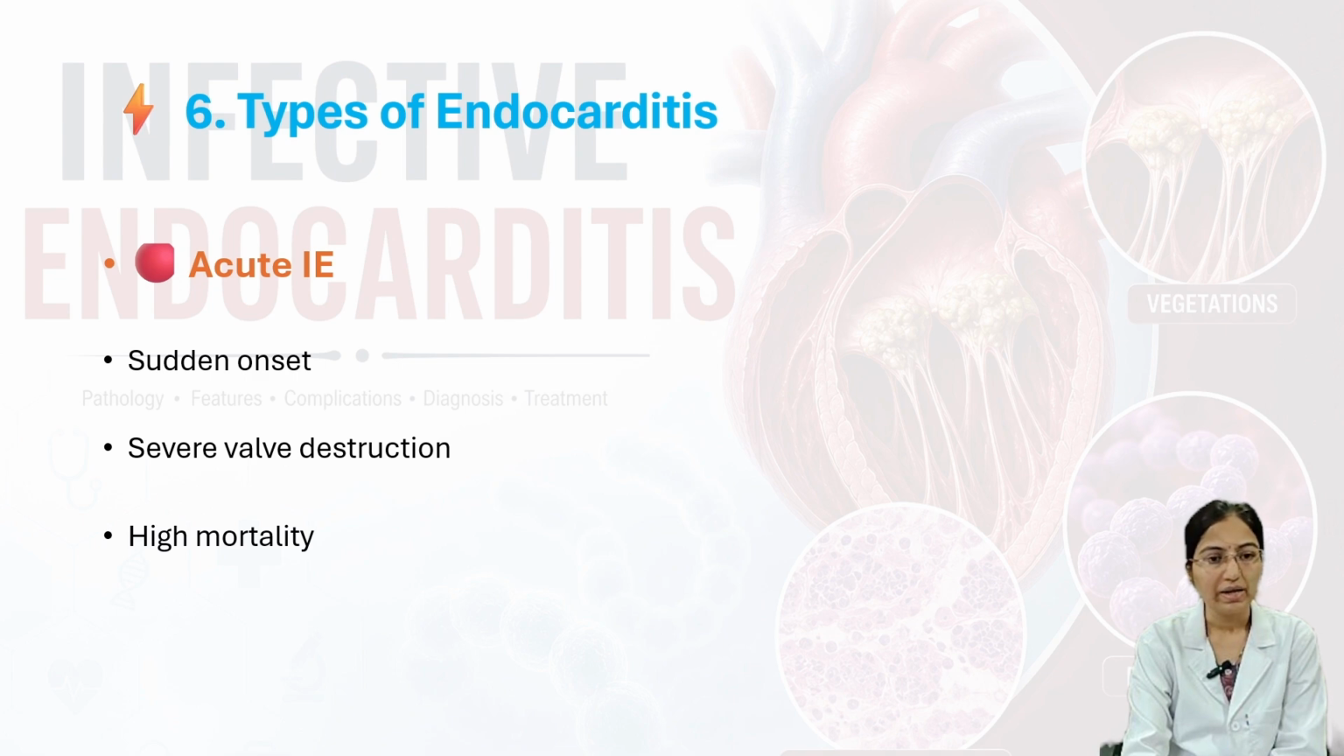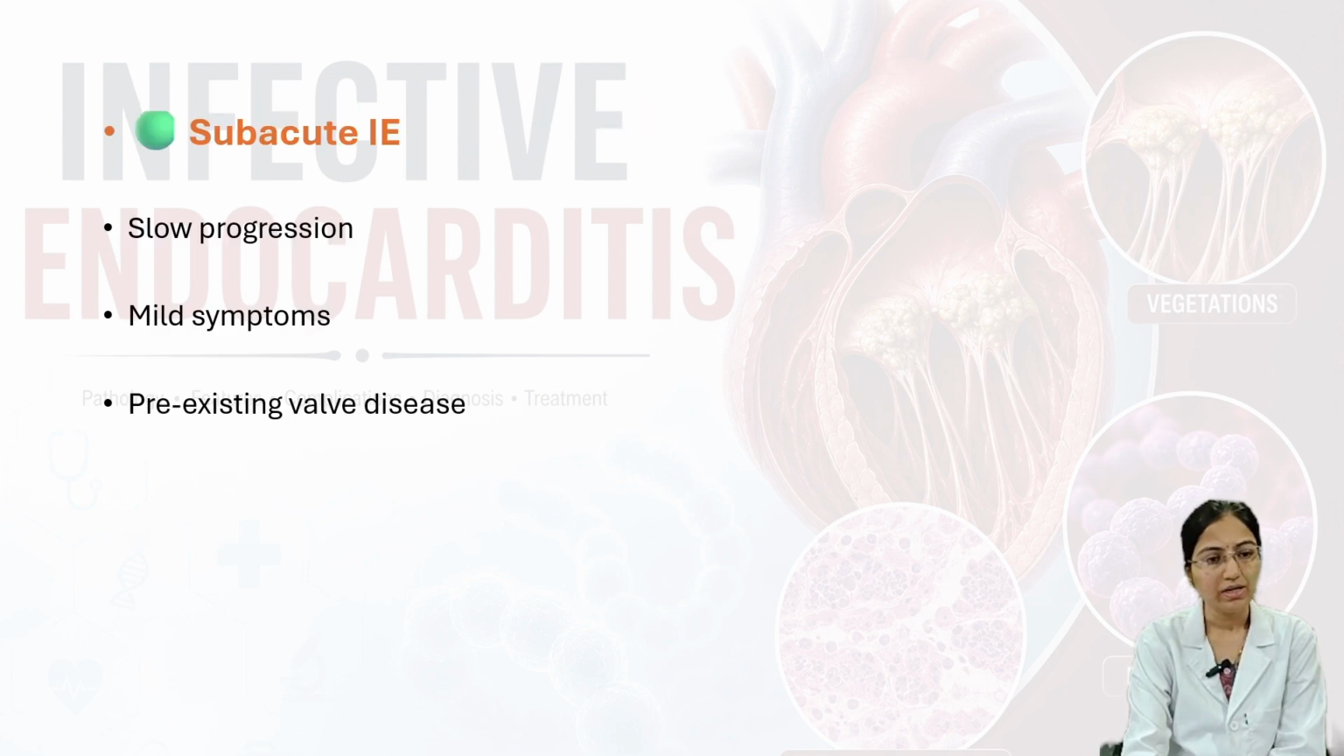Next we'll see types of endocarditis. First we'll see the acute one. In acute infective endocarditis there is sudden onset and severe valve destruction, and then high mortality. In subacute infective endocarditis, we can see slow progression and mild symptoms, and it occurs with pre-existing valve disease.